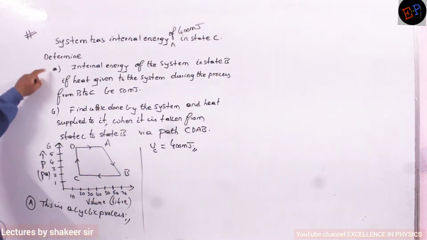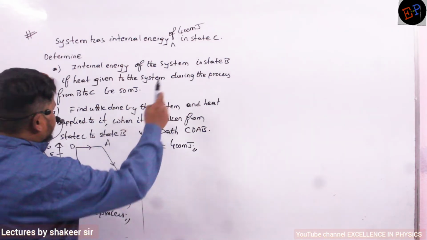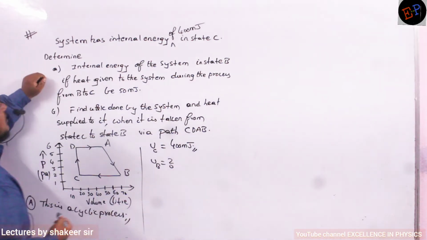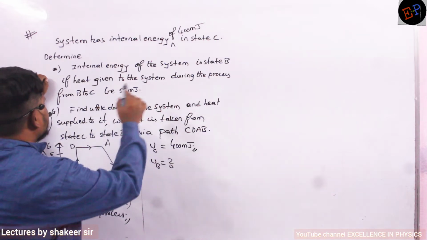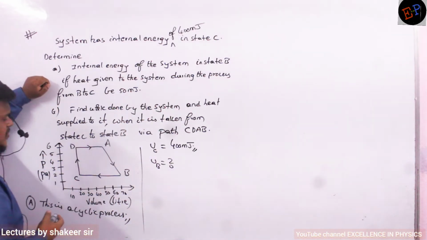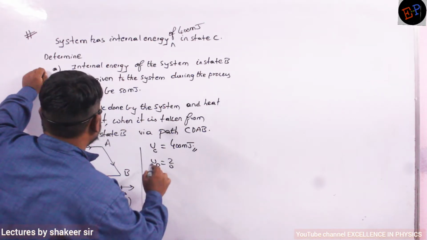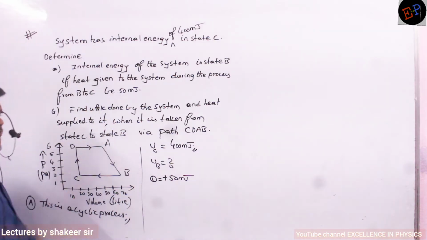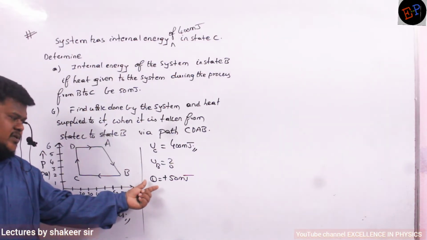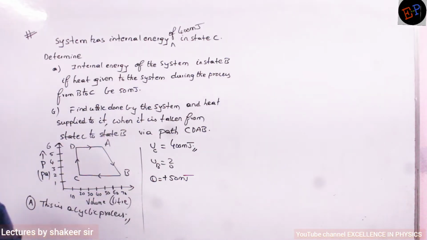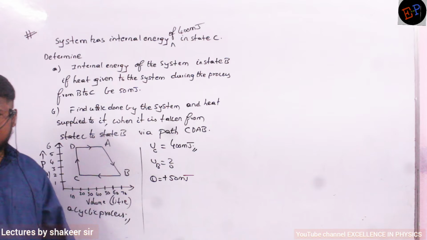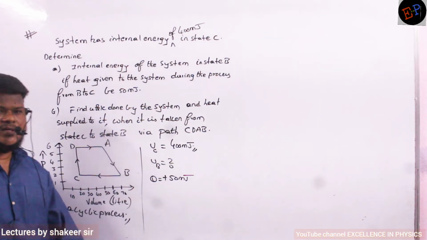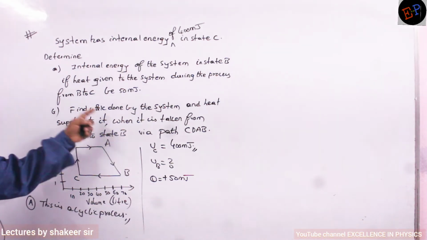Now determine the internal energy of the system at state B. So here I want to calculate the internal energy at state B. If the heat given to the system during the process from B to C is 50 millijoules, then Q is equal to plus 50 millijoules. Why am I writing plus 50? Because heat is given to the system. Given means we have to take a positive value. So the internal energy at point C is already given, and I want to calculate the internal energy at point B. This is the first question. Are you able to understand?